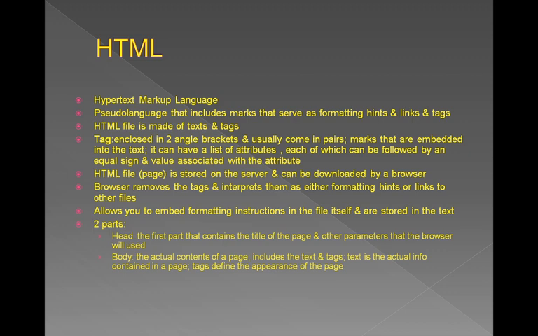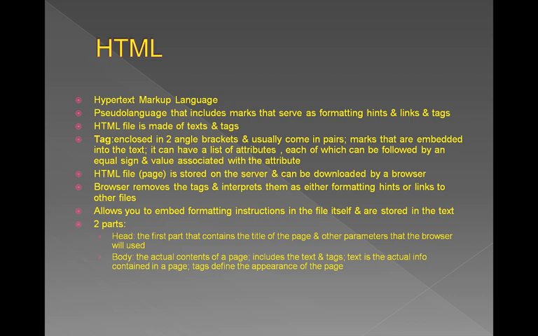with the attribute. An HTML page is stored on a server and can be downloaded by a browser. The browser removes the tags and interprets them as either formatting hints or links to other files. It allows you to embed formatting instructions in the text. There are two parts. Head, the first part, contains the title of the page and other parameters that the browser will use. Body is the actual content of the page and includes the text and tags.